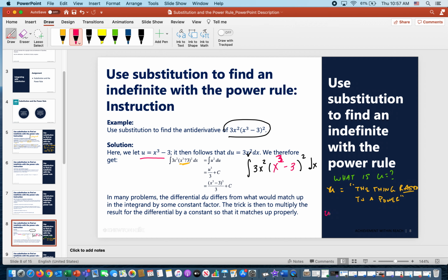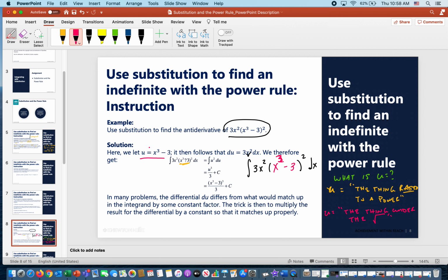So another way of looking at u is to say that u is the thing under the radical, right? So under the square root or the cube root or what have you. And again, you're not going to read this in a book. This is just what I suggest. So when you're doing a problem on your own and you're having to determine what on earth should I let u equal, look for these two hints to help you decide what that is.